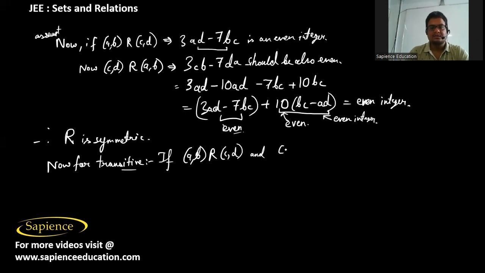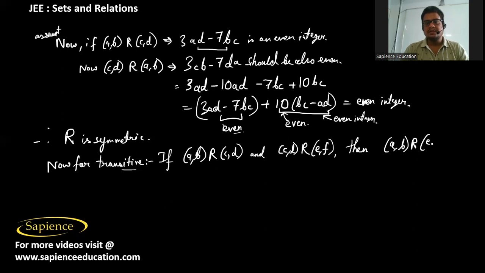For transitive, the rule is that if (a, b) is related to (c, d) and (c, d) is related to (e, f), then (a, b) also should be related to (e, f). So here we have to assume that (a, b) is related to (c, d) and (c, d) is related to (e, f), and using that, we have to find if (a, b) is also related to (e, f) or not.